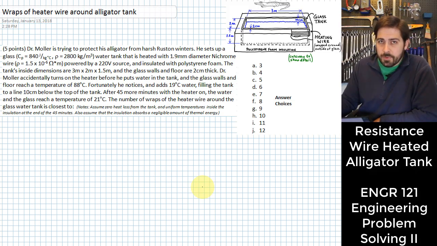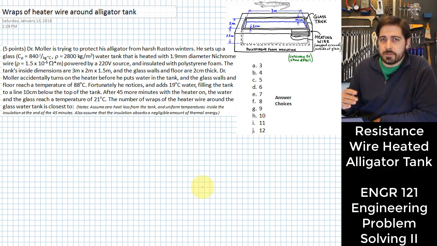So for this problem, we have an alligator tank that is made out of glass, and it is set up with heating wire around the outside of the glass part, but inside of some insulation that keeps heat from escaping. The way the story goes on this problem is that Dr. Moeller turned this heater on and left it on accidentally without any water in it. And if he hadn't noticed, it could have caused a problem by making everything way too hot. But he did notice, and so he put some water in. And when he did that, the water essentially pulled some of the heat out of the glass.